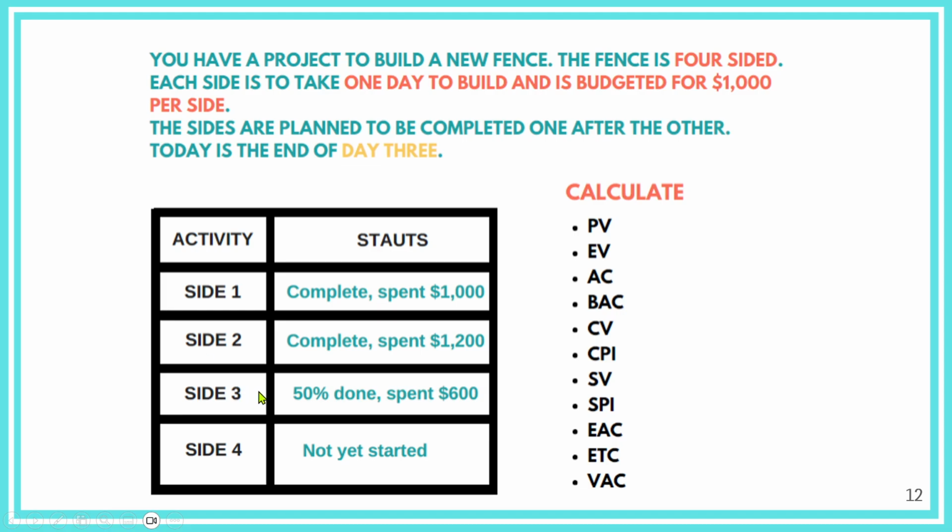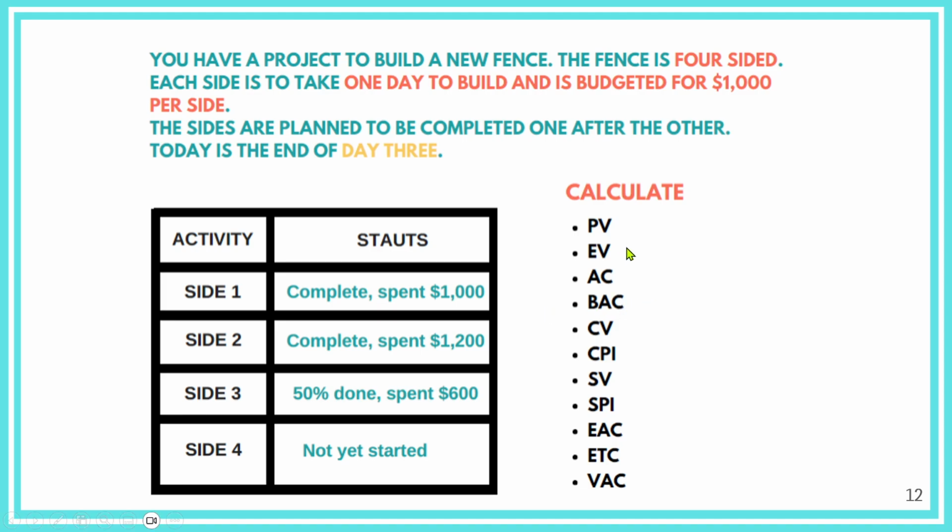So at the end of day 3, we figure out that side 1 is complete and it cost 1,000 according to the plan. Side 2 is complete, but we spent 1,200. So probably we did some extra work, or we had some issues. And side 3 was only 50% done and spent 600. Probably there were issues which blocked us or didn't allow us to finish the work.